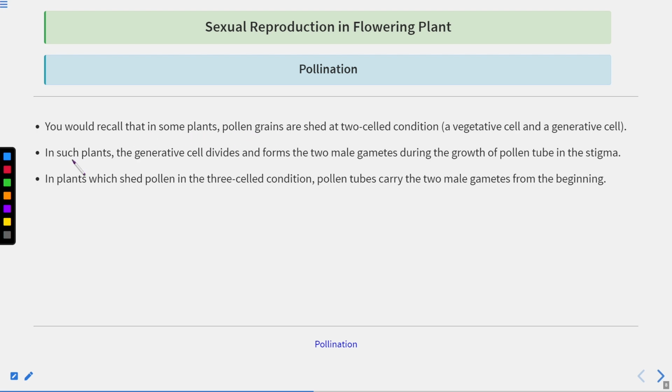Now you would recall that in some plants, the pollen grains are shed at the two-celled condition. A two-celled condition means one vegetative cell and one generative cell. In such plants, the generative cell divides and forms the two male gametes, and these two male gametes are transferred through the pollen tubes. Now in plants which shed pollens in the three-celled condition, what happens? The pollen tube carries the two male gametes from the beginning only.